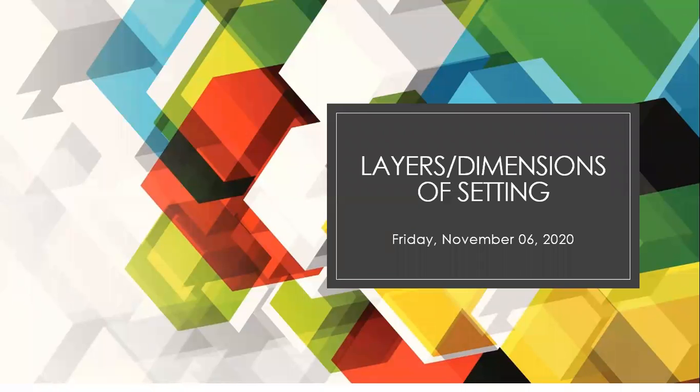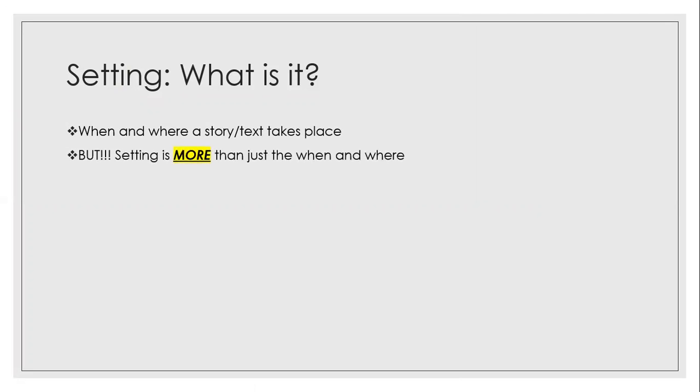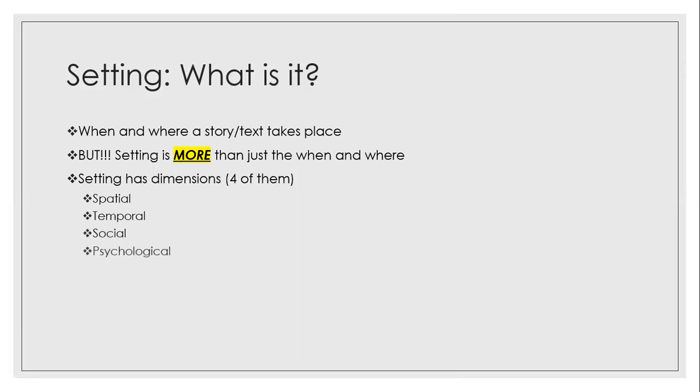All right, guys, so today we're going to be talking about the layers or dimensions of setting. So, what is setting? When people hear the word setting, they typically think of when and where a story or a text takes place. While this is partly true, it is not all of it. Setting is more than just when and where a story takes place. Setting actually has 4 dimensions, and they are spatial, temporal, social, and psychological.